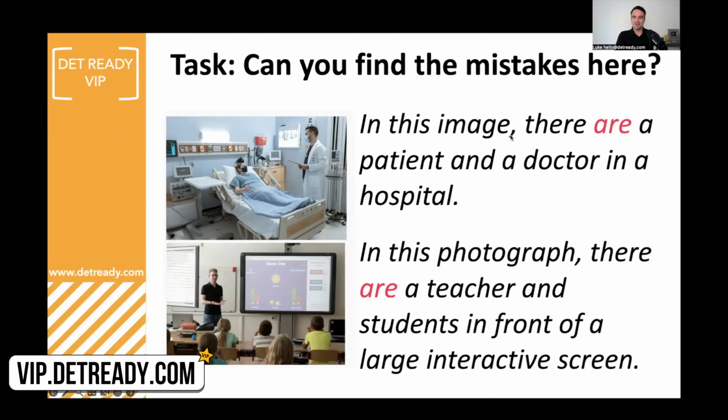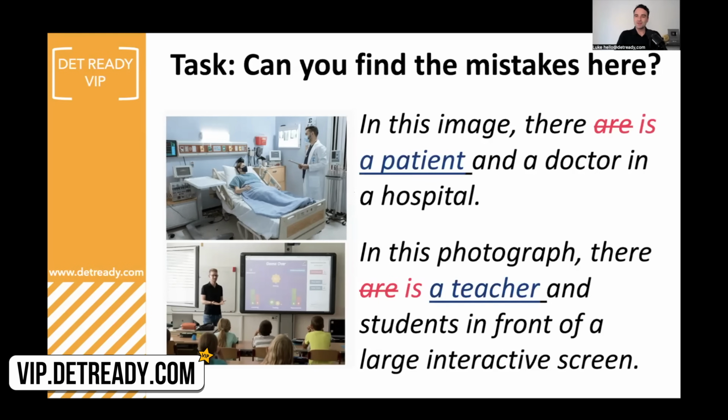What happens is typically students will see patient and doctor. That's more than one. That's plural. So they will use the plural verb here. There are a patient and a doctor. Same here. In this photograph, there are a teacher and students. Now, this makes sense. It's kind of logical. There's more than one noun. So normally we'll use the plural verb to describe it. However, what is wrong is that it should be is. There is a patient and a doctor, and there is a teacher and students.